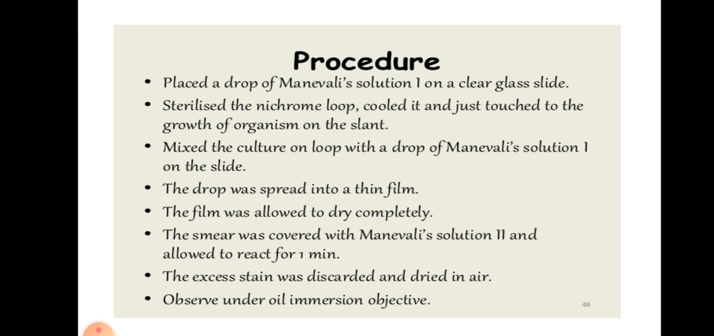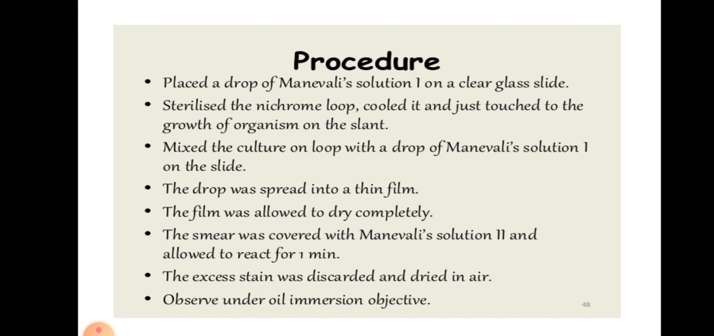Place a drop of Maneval's solution 1 on a clean glass slide. Sterilize the nichrome loop, cool it and just touch it to the growth of the organism on the slant. Mix the culture on the loop with a drop of Maneval's solution 1 on the slide. The drop is spread into a thin film. The film is allowed to dry completely.